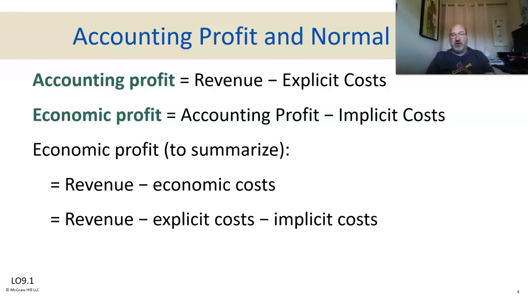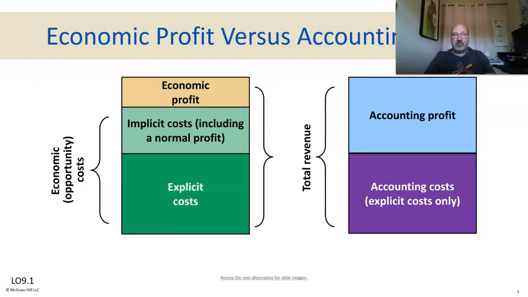Accounting profit is revenue minus explicit costs. Economic profit is the accounting profit minus the implicit costs. So basically, revenue minus explicit costs minus implicit costs. So revenue minus explicit and implicit costs. So a little bit different in that.